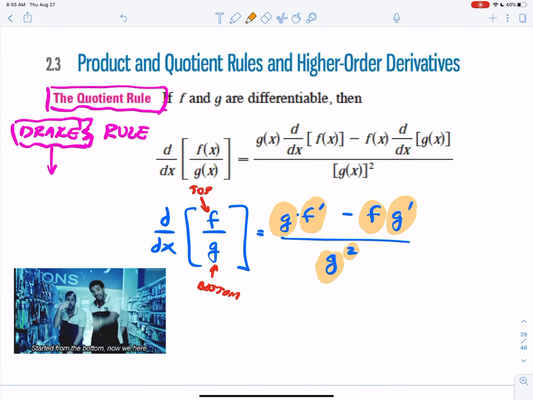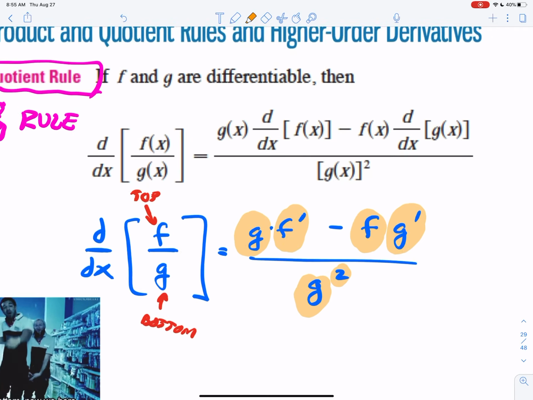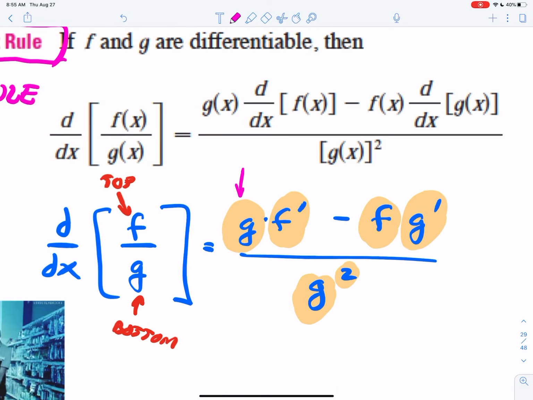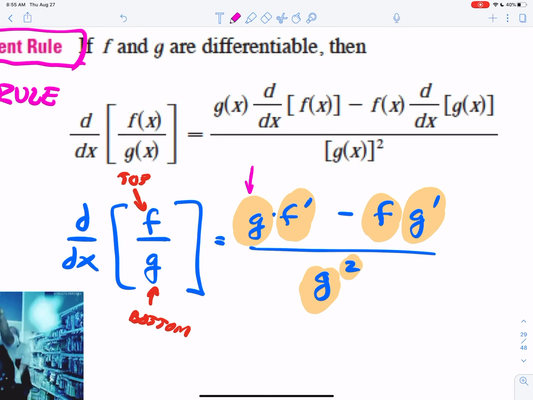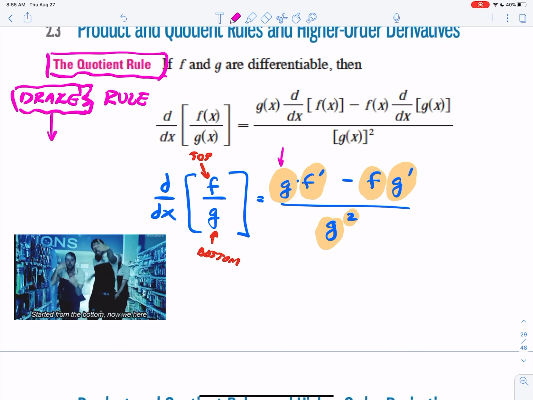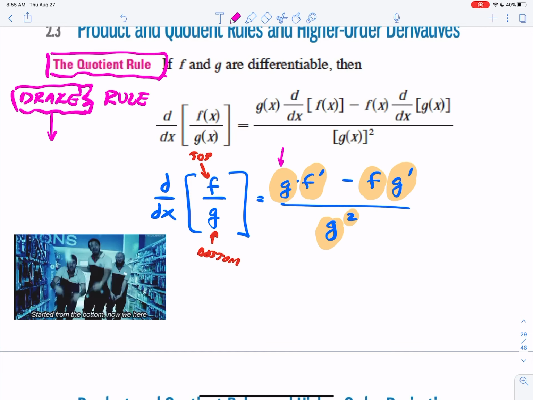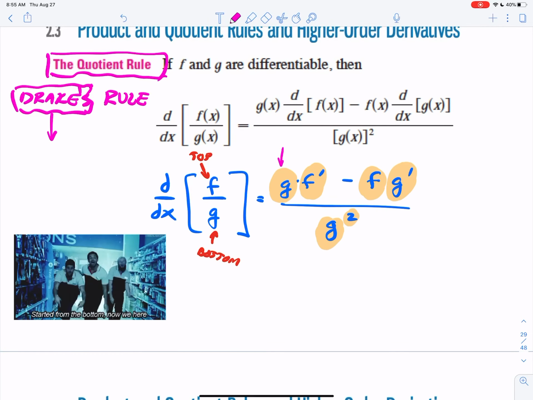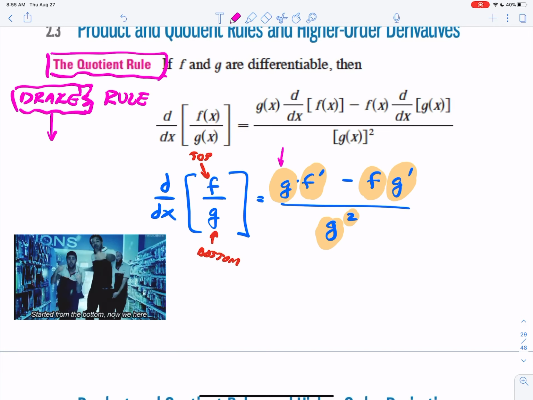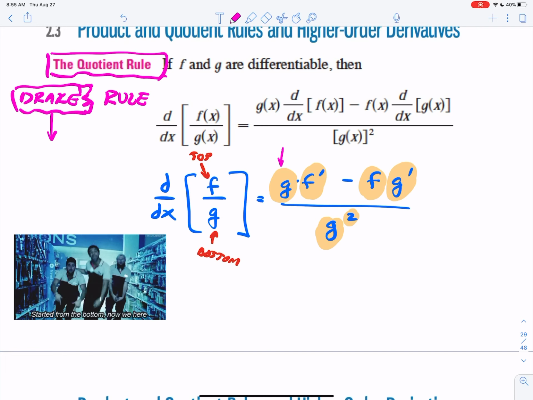It's kind of like the product rule in that they take turns. So bottom times the derivative of the top, and then they switch: top times the derivative of the bottom, but then there's an all over bottom squared. So say it a few times before we move on. You start with the bottom times the derivative of the top minus the top times the derivative of the bottom, all over bottom squared.